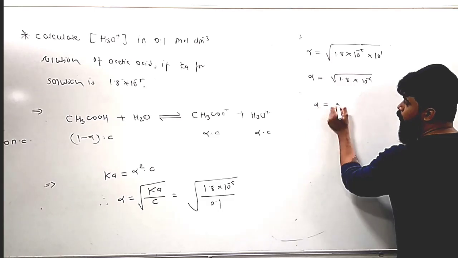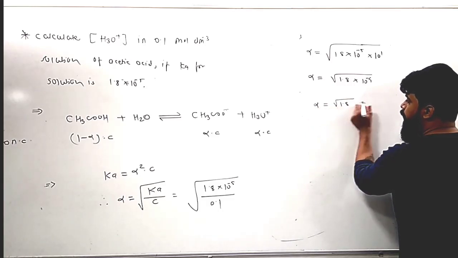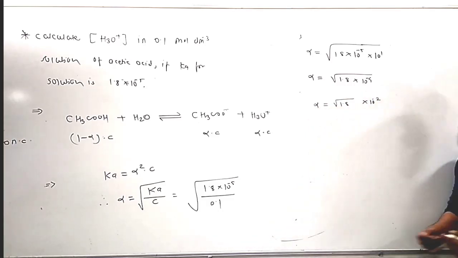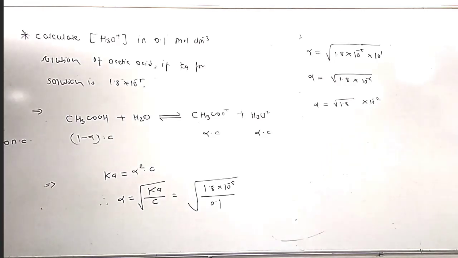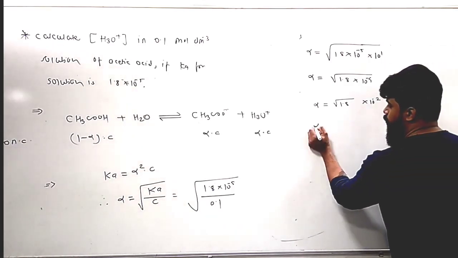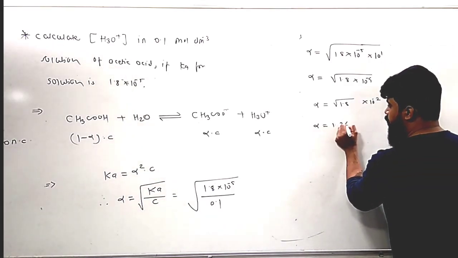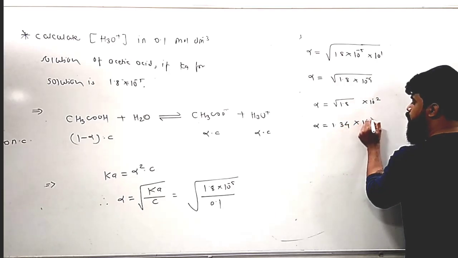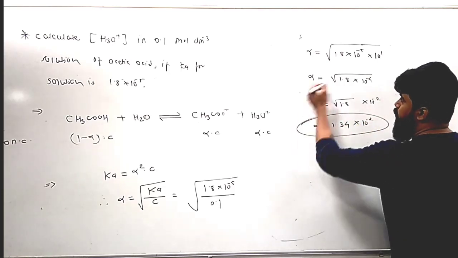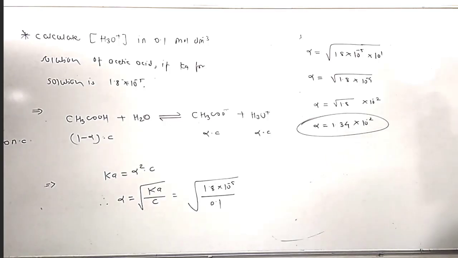So alpha is equal to the square root of 1.8 into 10 raised to minus 4. So the magnitude of the square root of 1.8 is equal to 1.34. So alpha is equal to 1.34 into 10 raised to minus 2. This is the value of alpha.